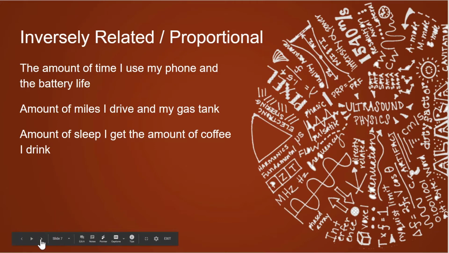Now the other term that you're going to hear a lot during this book is inversely related. And inversely related means when one thing goes up, the other must go down. So examples again, the amount of time that I use my phone. If I use my phone for a lot of hours, then my battery life is going to go down. The miles I drive in my car versus my gas tank. Gas tank's going to go down the more miles I drive. So these are inversely related. When one goes up, the other must go down.